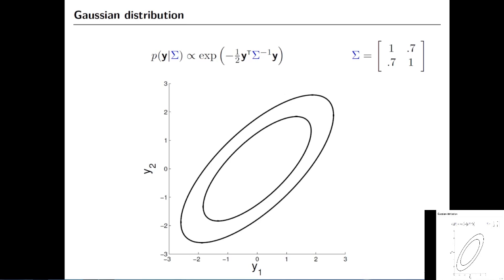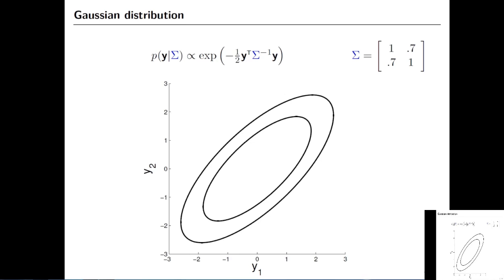So here is an example of a two-dimensional Gaussian distribution over variables y1 here and variables y2. And the mean of this Gaussian is 0. And I'm showing you a couple of contours of constant probability of that Gaussian. So y1 here is correlated with y2, hence the contours are oriented here.